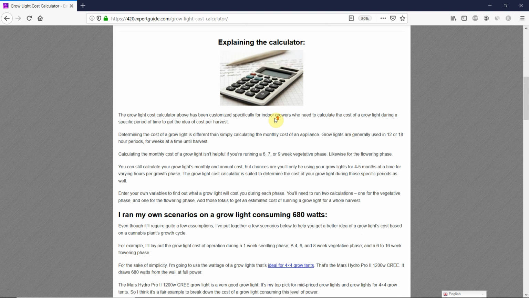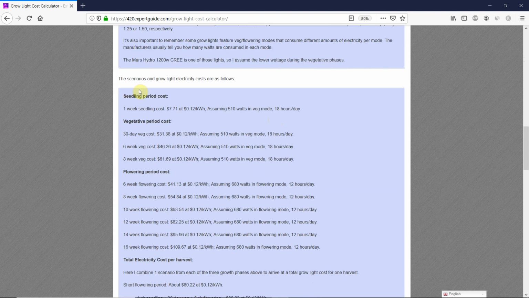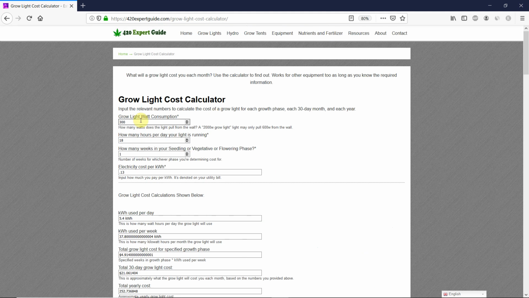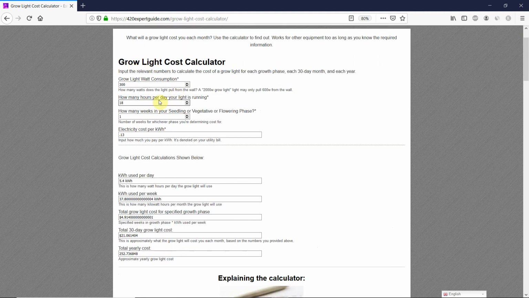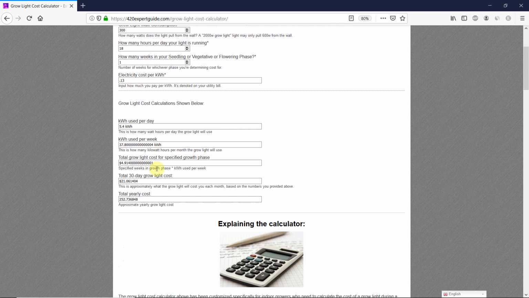Okay. Now, like I said, first I'm going to calculate the seedling period cost. Seedling is typically 1 week, maybe 2 weeks, but I'm going to do 1 week here. Your grow light's pulling 300 watts, you're running it 18 hours a day during the first seedling week, and it's for 1 week long, 13 cents per kilowatt hour, and then you look down to this bottom section here and it's already calculated for you. The cost for your specified growth phase, 1 week, is $4.91.